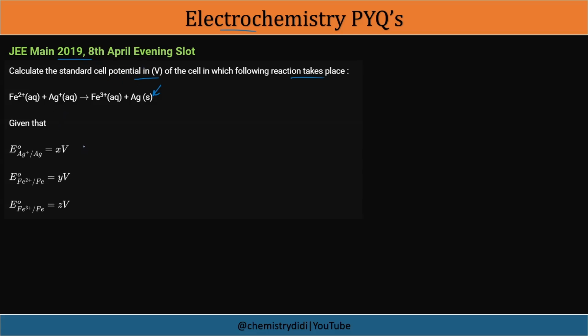They have given this information: electrode potentials of Ag plus and Ag, and Fe2 plus getting reduced to Fe, and so on. So first, how to approach this question? Mostly one common mistake is to add the electrode potentials directly. I'll tell you while solving the question where you'll probably make a mistake.